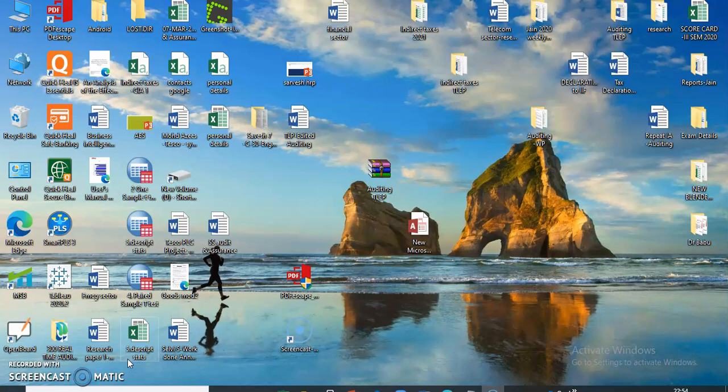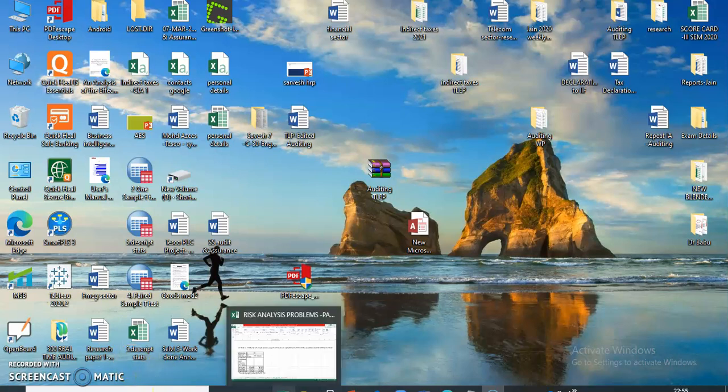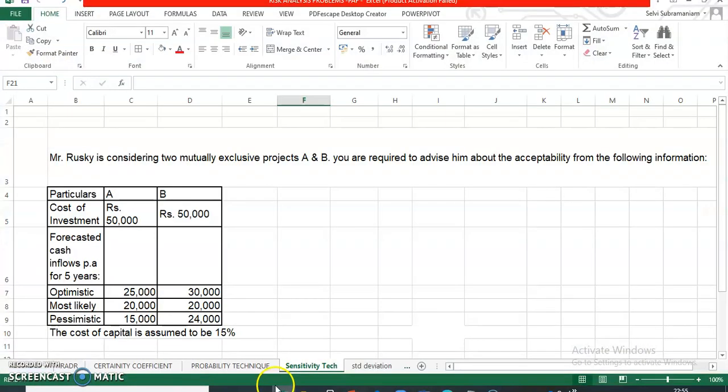In today's session, we will go through sensitivity analysis. As I said, the various risk analysis techniques that we normally use in capital budgeting, and one of the techniques that we have is sensitivity analysis. What exactly is sensitivity analysis?